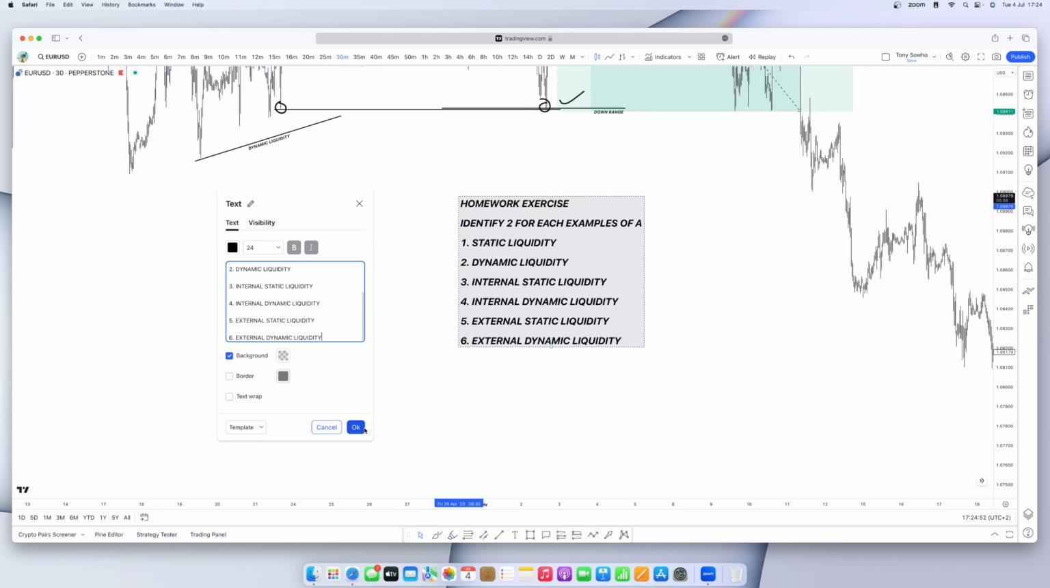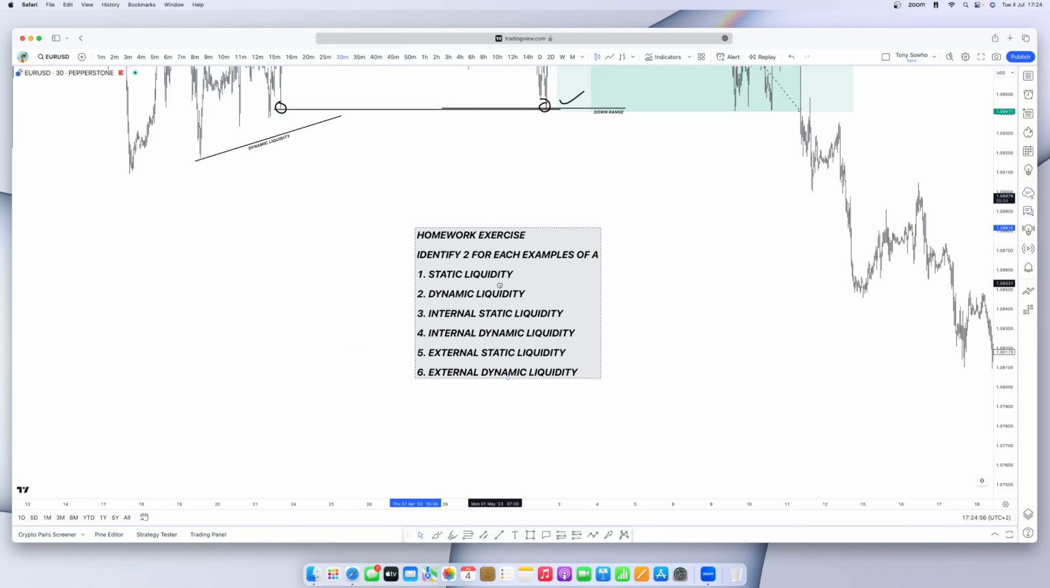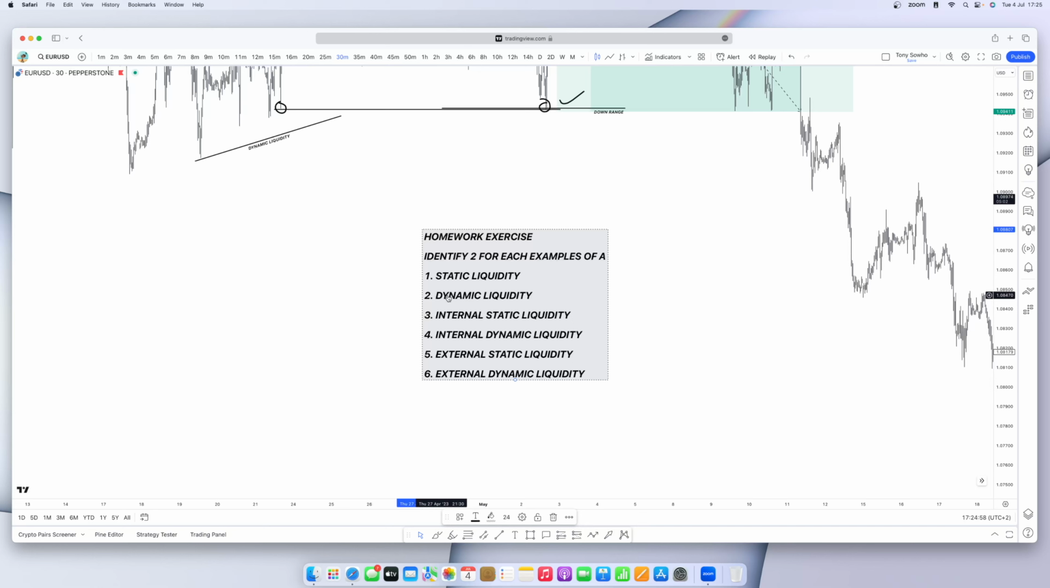Identify 2 for each examples of number one, a static liquidity. Number two, a dynamic liquidity. Number three, internal static liquidity. Number four, internal dynamic liquidity. Number five, external static liquidity. Number six, external dynamic liquidity. So I should be expecting 2, 4, 6, 8, 10, 12 charts from you.